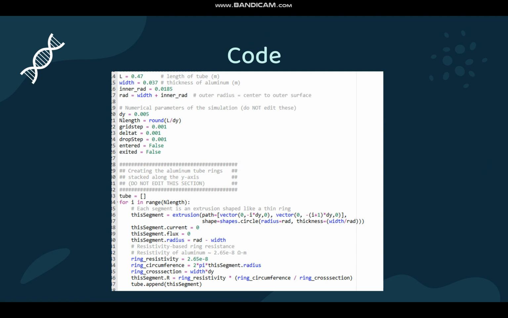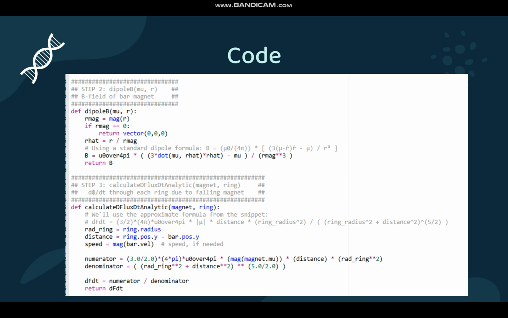In order to computationally model this process, we use the following code. First we create the aluminum tube rings as shown below. This is the pre-given section. And then we calculate the dipole of the bar magnet. And then we calculate the change of flux through each ring that makes up the whole pipe due to the magnet.